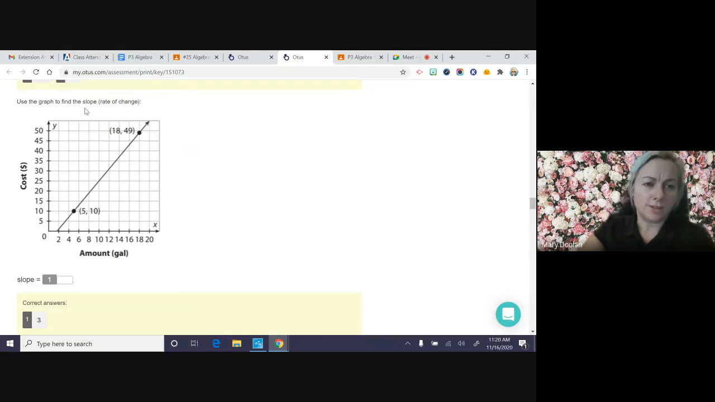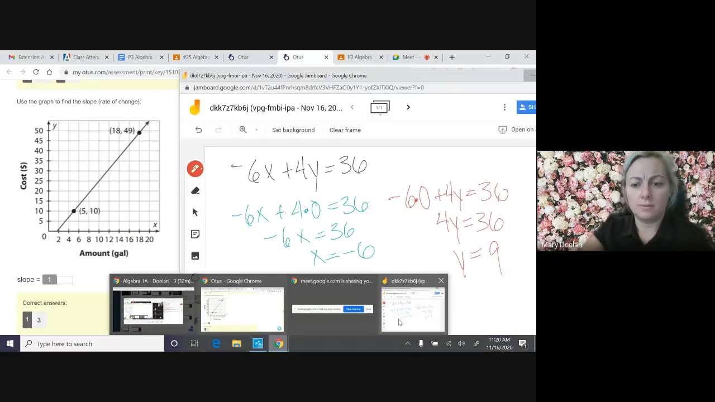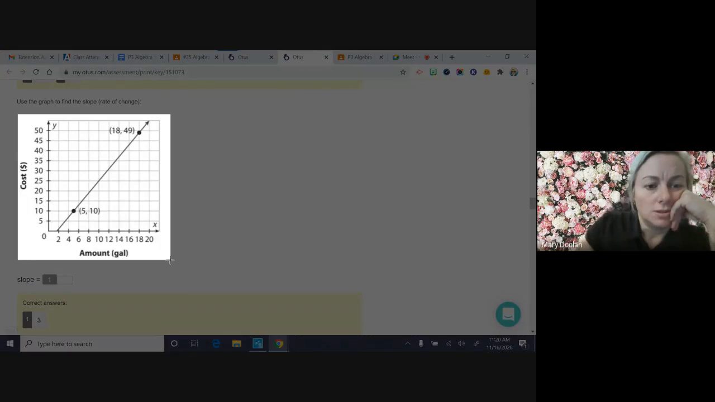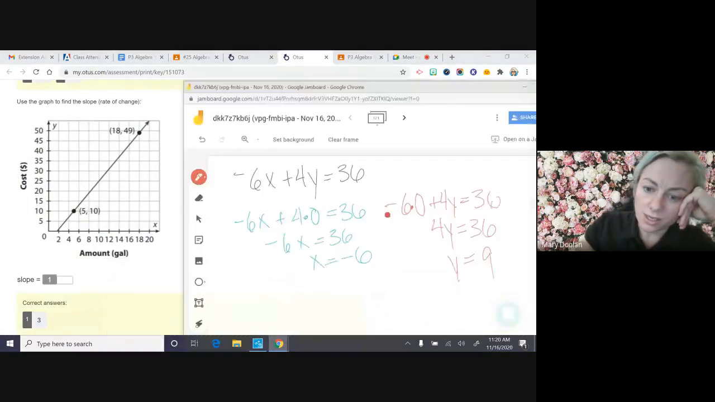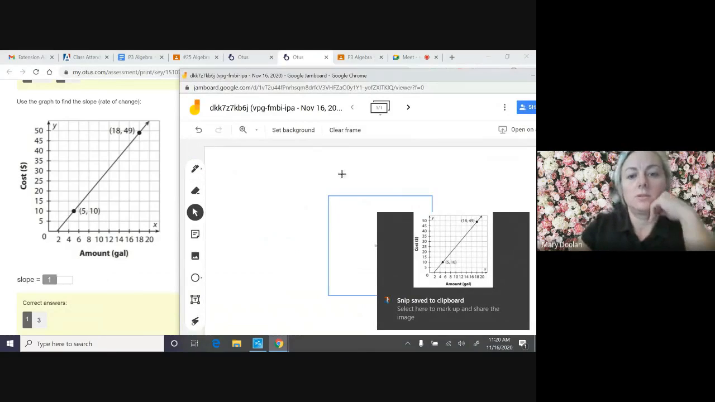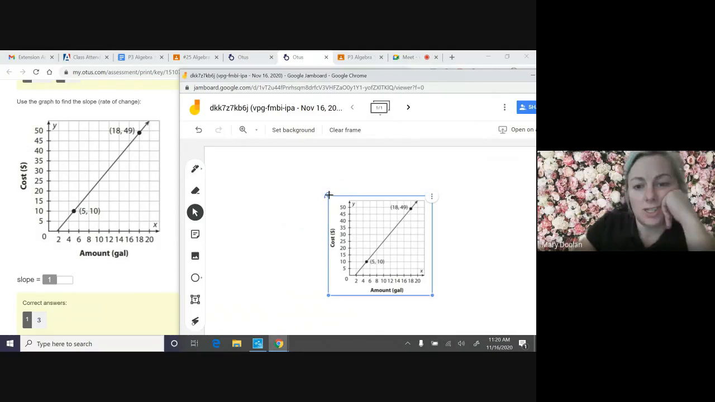Use the graph to find the slope. You can count. So let me do this real quick. I'm just going to screenshot this and open this back up. All right, so I just screenshotted the same problem on here because it'll let me draw on it.